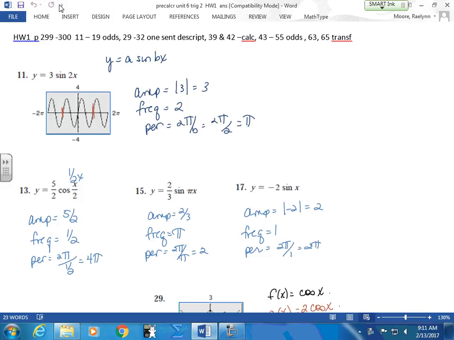Yeah. Okay, so you had to figure out the amplitude. Now, remember, set it up like this. You always want to pull out your A, and you want to pull out your B.